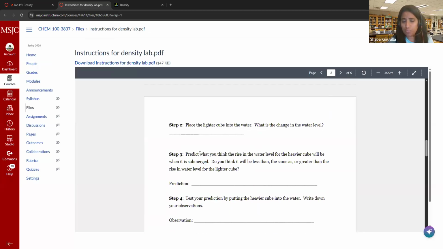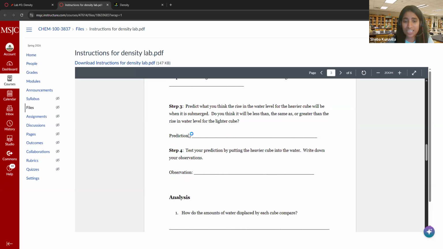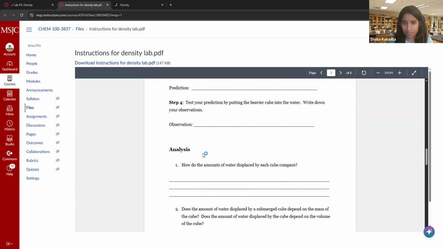Then it's asking you, predict what do you think will happen to the water level when you put the heavier cube into it. So this is up to you. What do you think is going to happen? Is the water level going to be higher? Is it going to be lower? We initially made both the cubes have the same volume. How do you think it's going to change it? Then you actually go ahead and put the second one in water and see what happens.